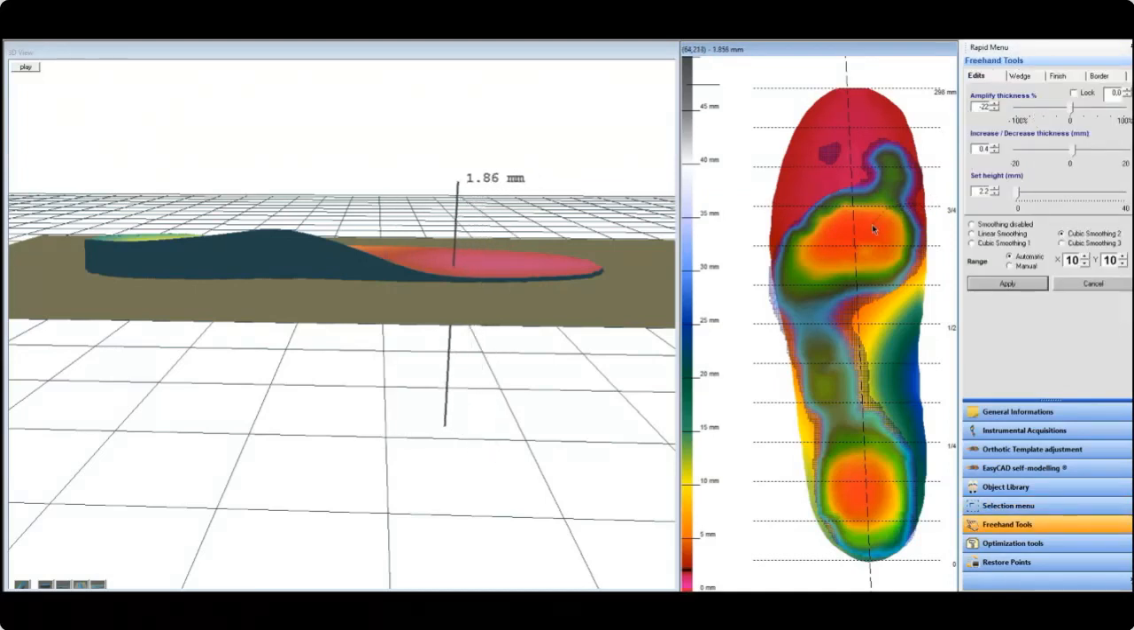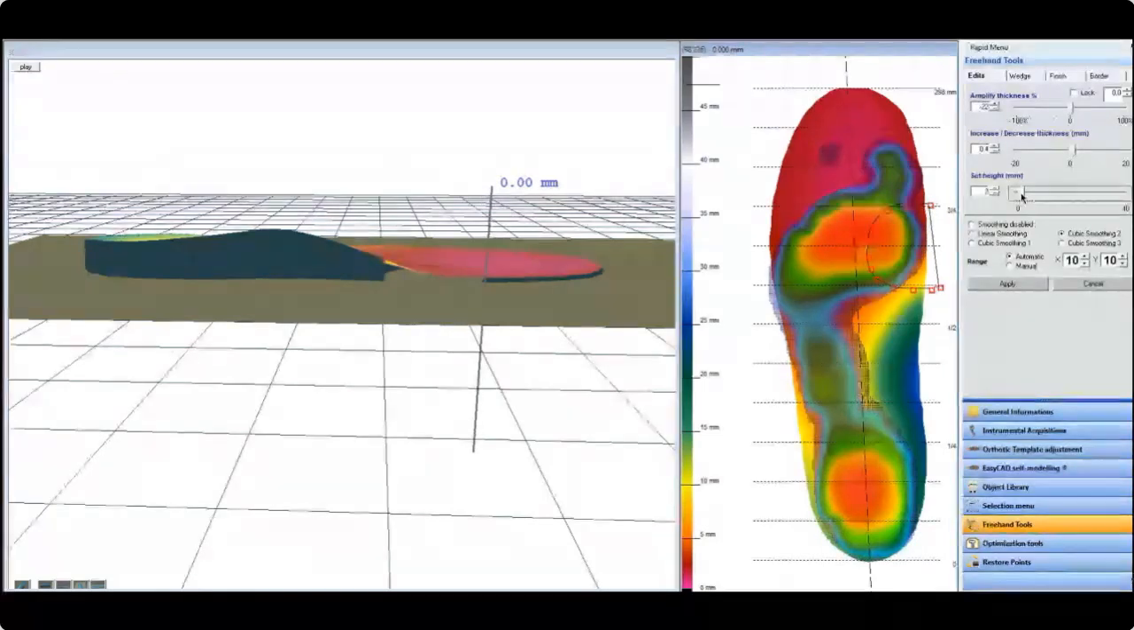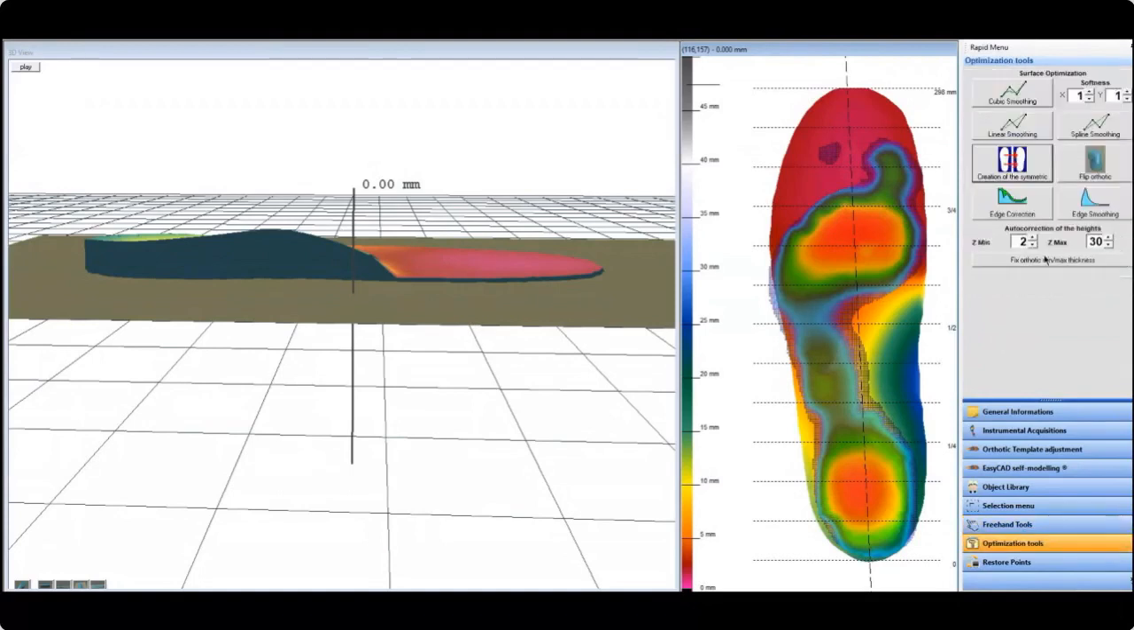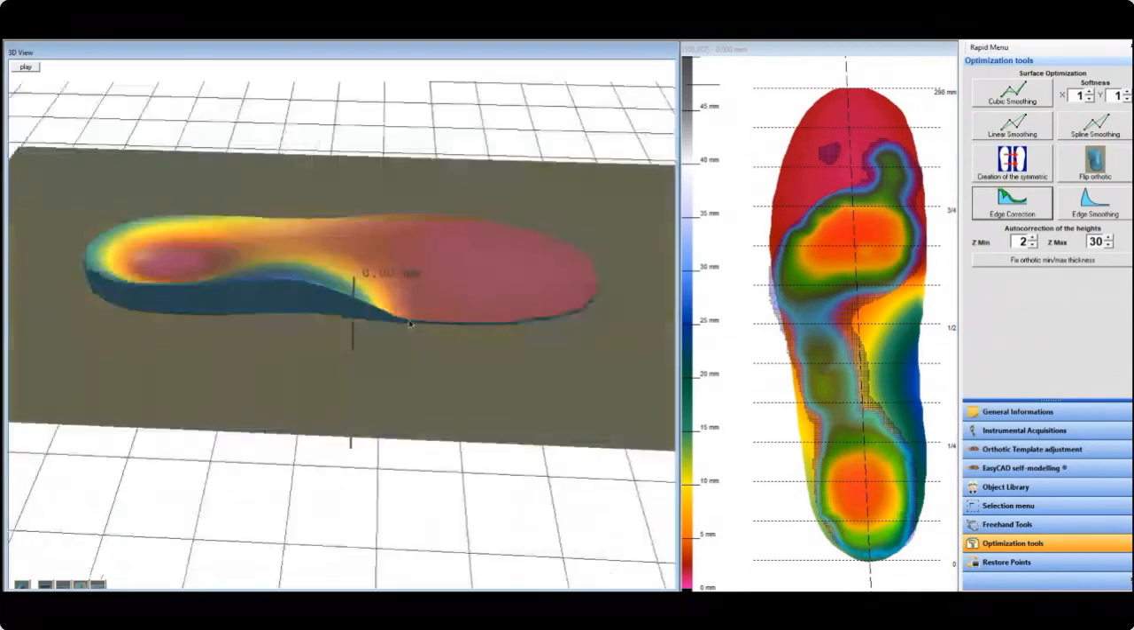So I'm going to select around the great toe joint, to make sure there is nothing stopping that first MTP joint from weight bearing. And then I'm going to select a particular thickness, and then I apply that. And so now we can see there's nothing blocking that. And so now I've just smoothed that adjustment out.